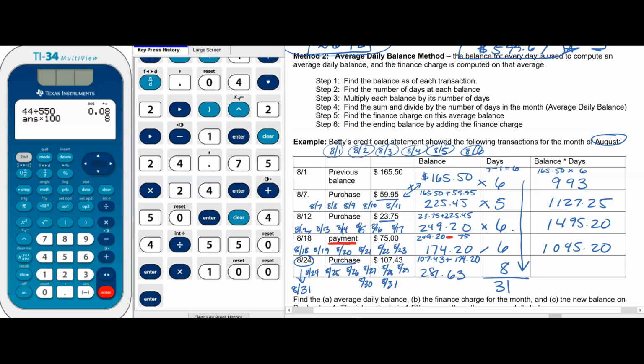The next thing we're going to do is find the average balance. So I'm going to add up. Oh, you know what? I forgot a step. Never mind. One step back here. We forgot to put in that number. So we're going to multiply 281.63 times 8, and we get 2,253.04. Okay, now we're going to find the average daily balance by adding up all of these numbers. If we add these up, we get 6,913.69. And to find an average, we take the sum, which is the 6,000 number, and divide by the total number of days, which is 31.